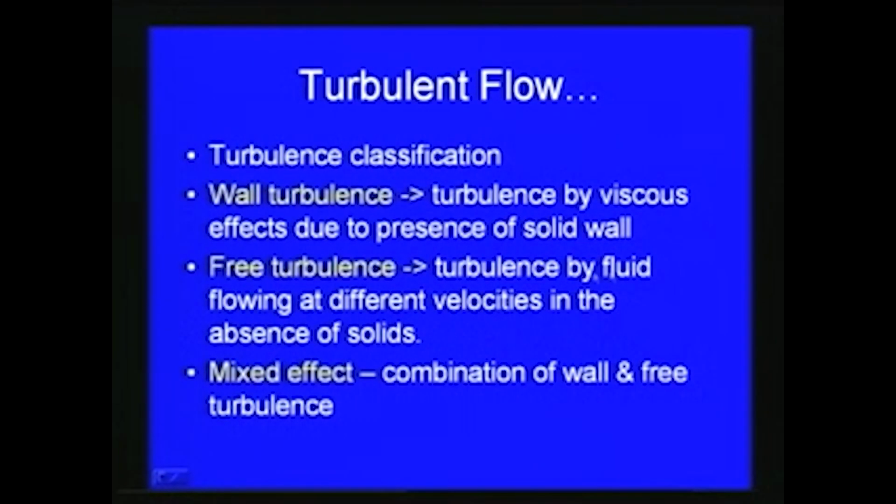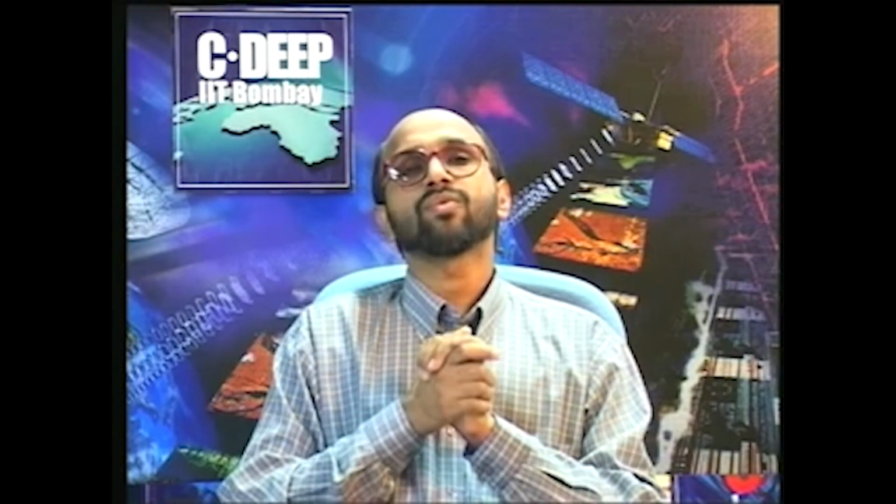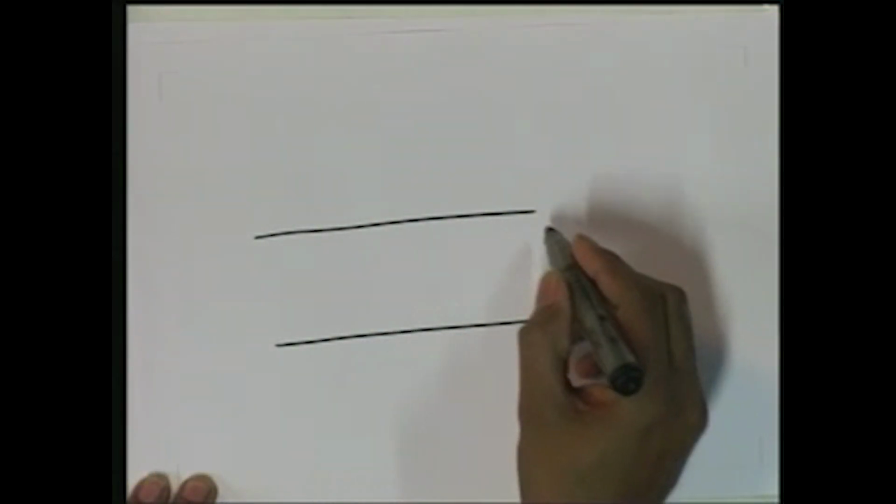The second one is called free turbulence. Free turbulence means turbulence caused by fluid flowing at different velocities in the absence of a solid. In the case of free turbulence, there is no solid wall or solid material in the flow, and no fluid structure interaction takes place, but the turbulence is generated by fluid flowing at different velocities. You can see that here, for example, a flow is in a channel like this.